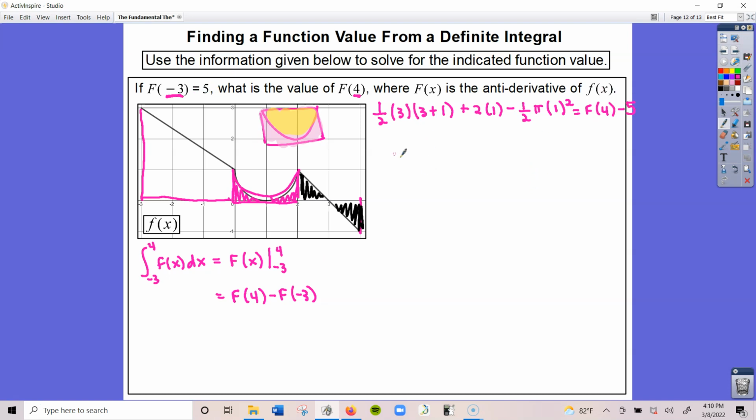Now let's start working this out. 1/2 times 3 times 4 plus 2 minus 1 squared is 1, so this is going to be minus pi over 2. And that equals f of 4 minus 5. 3 times 4 is 12, divided by 2 is 6, and so 6 plus 2 is 8.